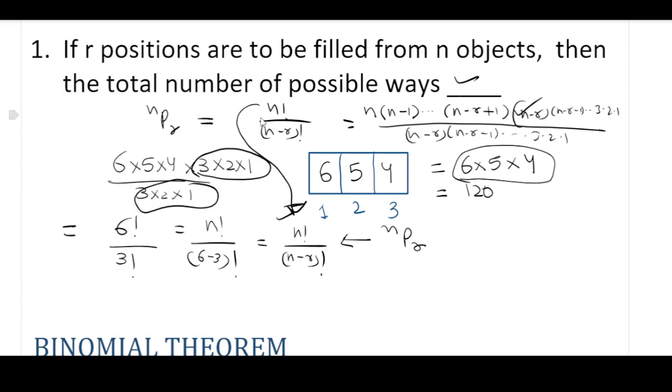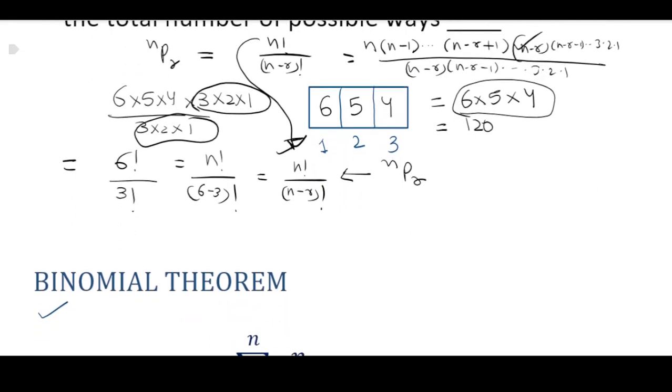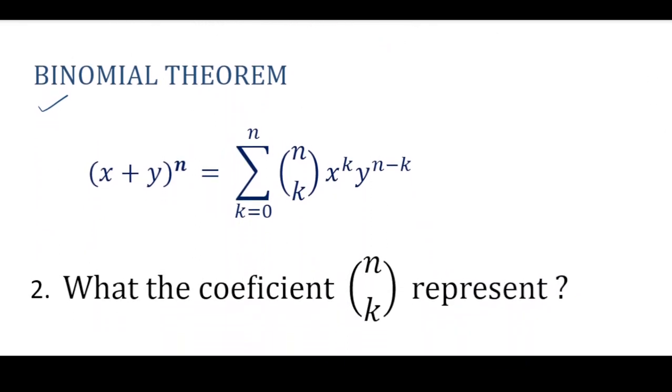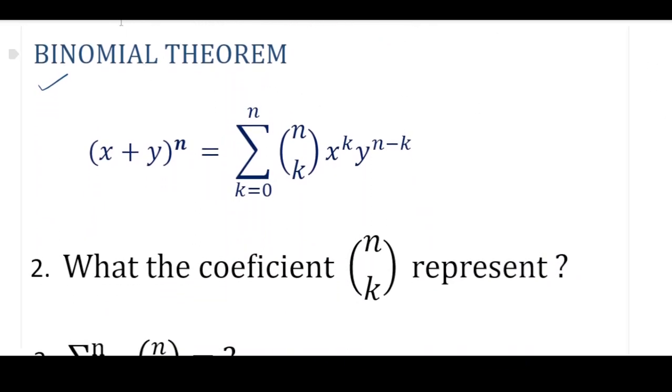I hope the first question is clear to you. You can verify it again for some different possible choices of n and r. Let's move ahead now in the problem. This is the very famous result, the binomial theorem, and on this we have to answer certain questions which were asked yesterday.